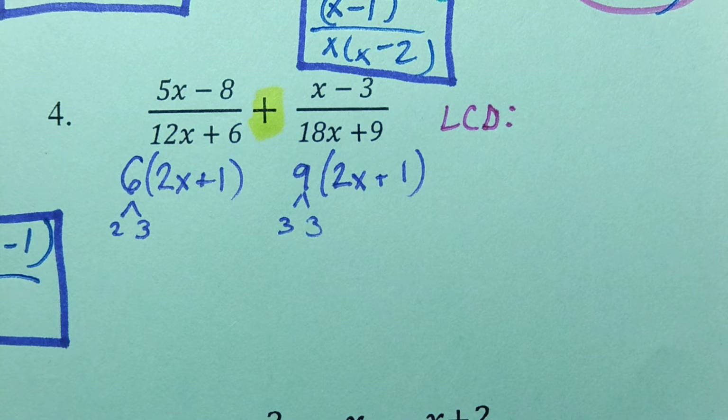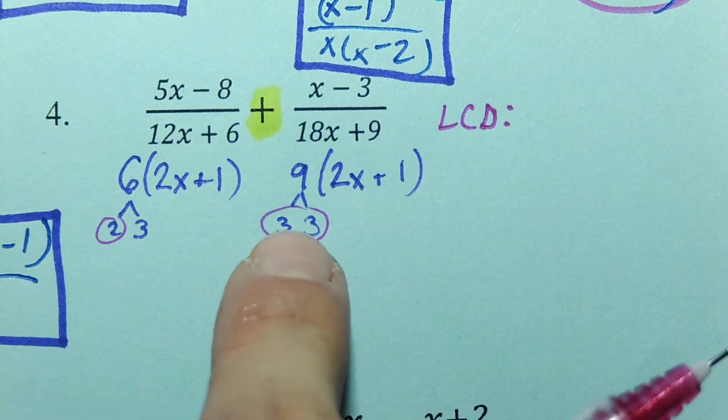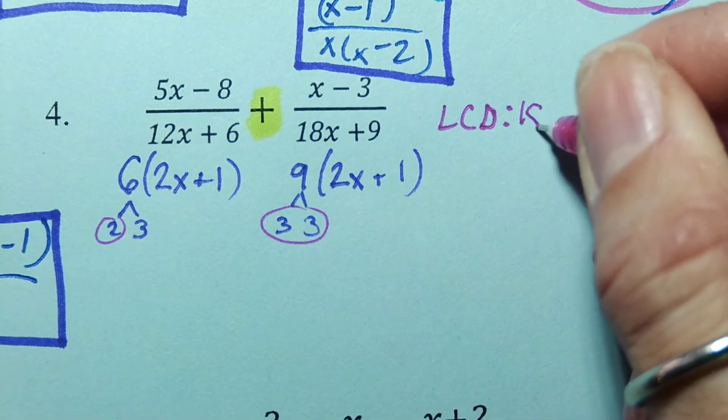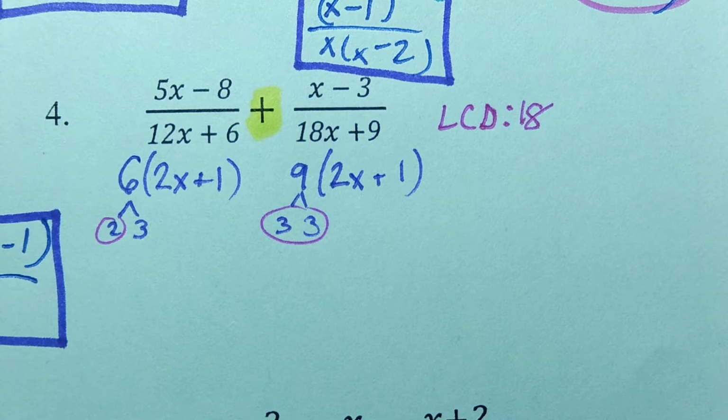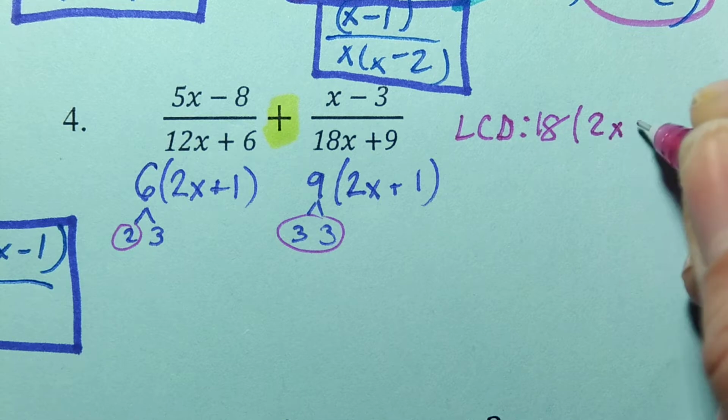So starting with the monomial parts, what's the greatest amount of 2's that I have in one fraction? 1. What's the greatest amount of 3's that we have in one fraction? 2. So these two 3's override that single 3. So then 2 times 3 times 3 gives me 18 for my LCD. What's the other part of my LCD going to be? The 2x plus 1.